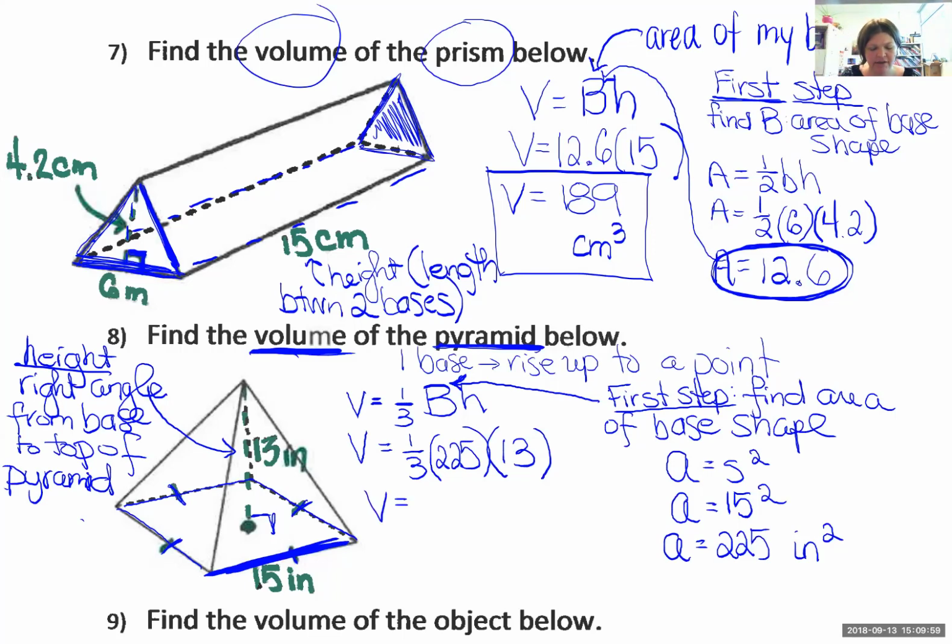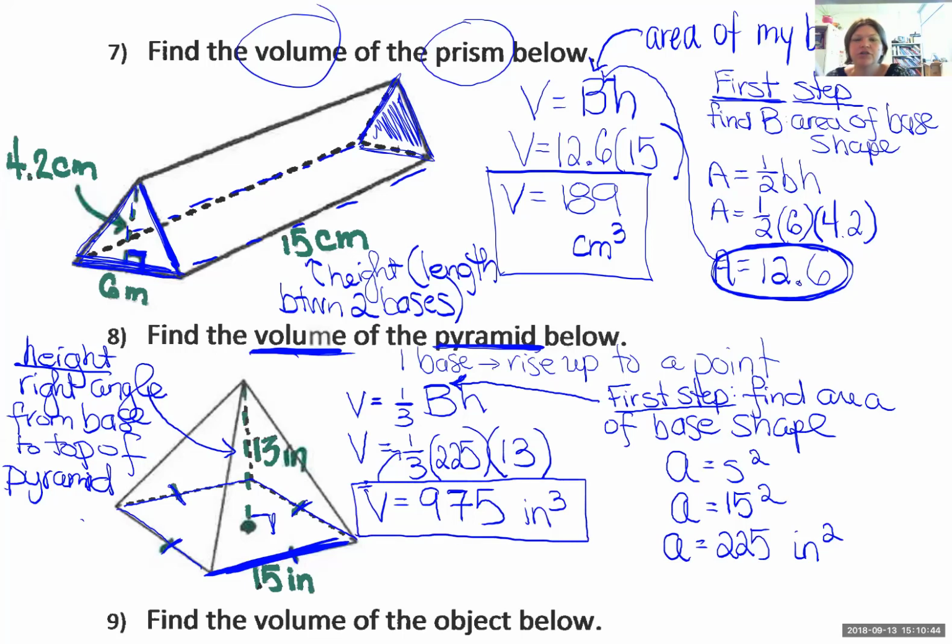Again, when I plug this into my calculator, this is not necessarily a problem where I need a fraction. So I would probably say 1 divided by 3 because I don't want a fraction answer. So 1 divided by 3, open up parentheses, 225, close parentheses, open up parentheses, 13. And I get 975. Did you get 975? Okay. So just the question then is 975 what? Cubic inches. Volume is a three-dimensional measurement.